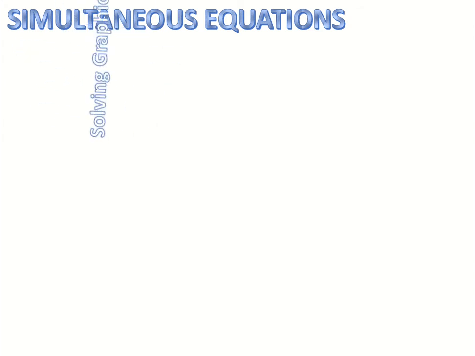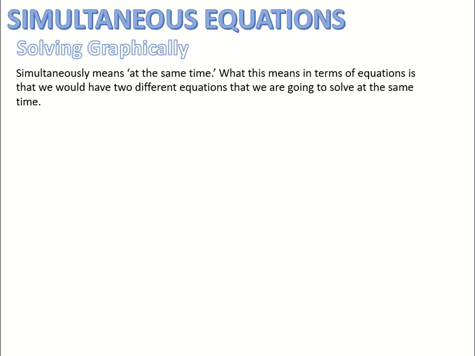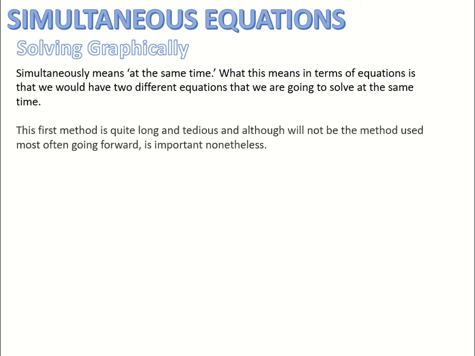What we mean by solving graphically is literally drawing a graph. When we have simultaneous equations, as I said earlier, the clue's in the name. It means solve at the same time. So what's actually going to happen here is you're going to have 2 different equations that solve at the same time, and you're going to combine them in some way.